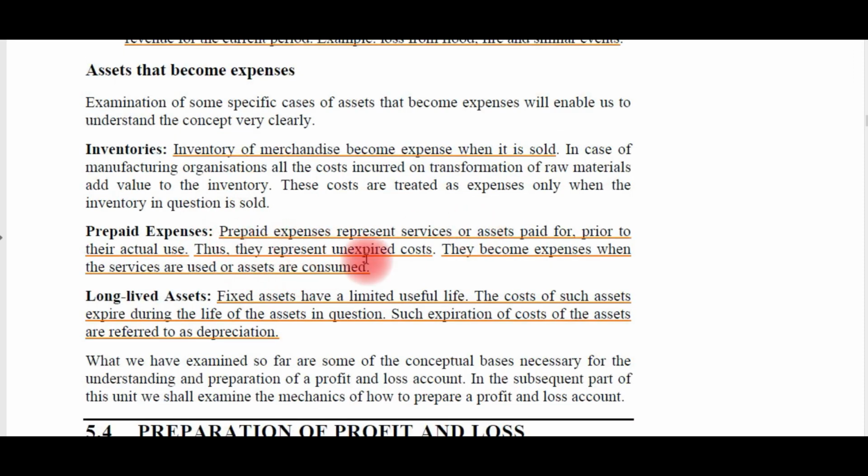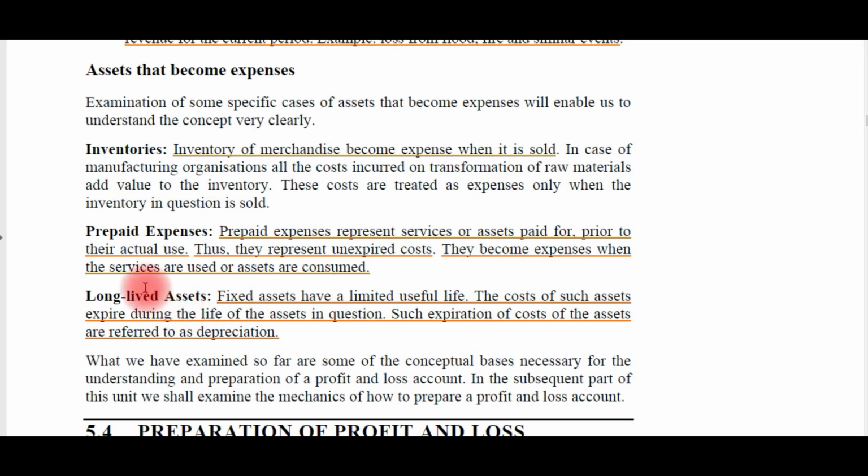Prepaid expenses represent expenses which are made in advance, prior to their actual use. Thus, they represent unexpired cost. Prepaid expenses are actually an asset, because if they were not paid in advance, cash would be available with the company for utilization in the current period. Since it is already paid, it is to be treated as an asset, an indirect form of cash. Since this is unexpired and not utilized in the current period, it is treated as an asset, an unexpired cost.